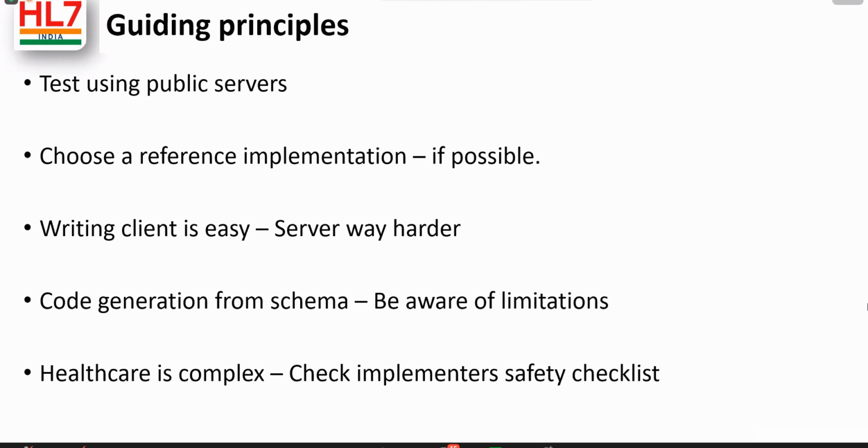Test using public servers, right? Send a resource there and see if it gets created. Pull a resource from there and see if you are able to consume it. Do the various operations that you intend to do. Load an IG and load a profile and see whether you can validate against it or not. All those kinds of things against the public server so that you don't have to invest in a test infrastructure.